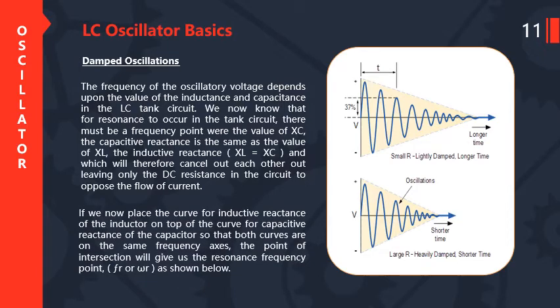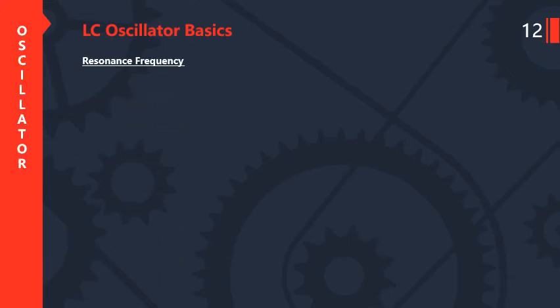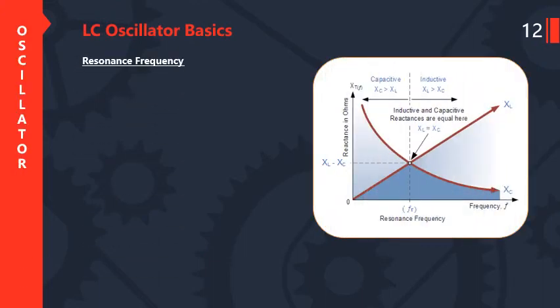If we now place the curve of inductive reactance of the inductor on top of the curve for the capacitive reactance of the capacitor, so that both curves are on the same frequency axis, the point of intersection will give us the resonance frequency point Fr or omega r, as shown below. So this is the diagram for resonance frequency, and this is the point where XL is equal to XC.